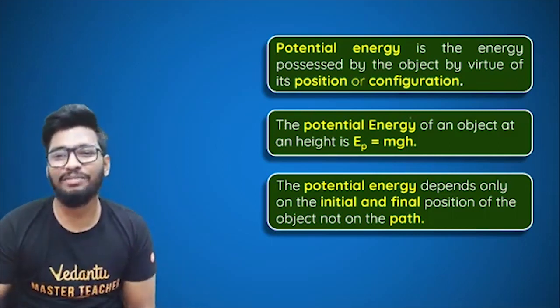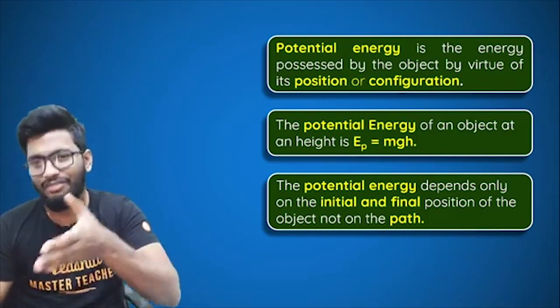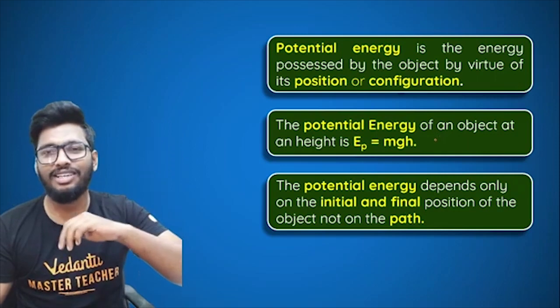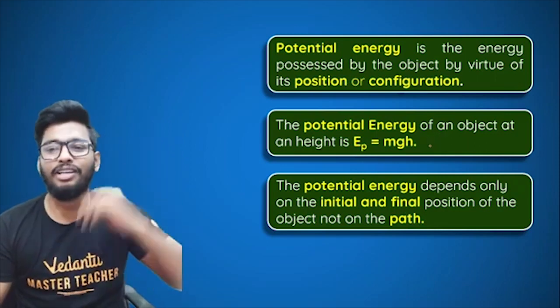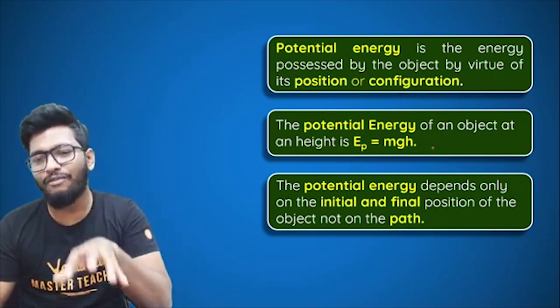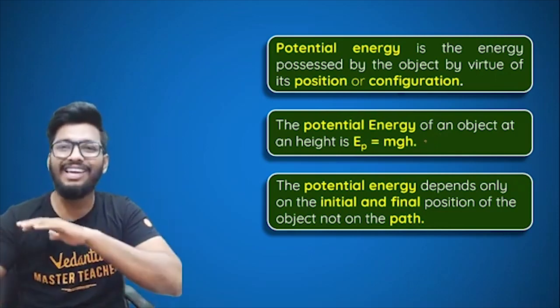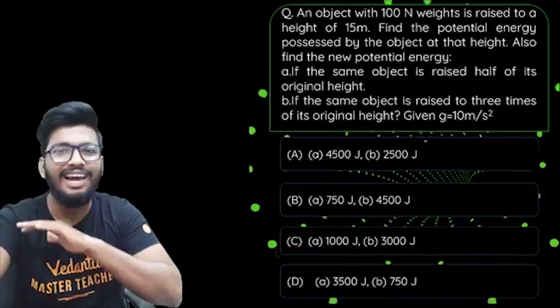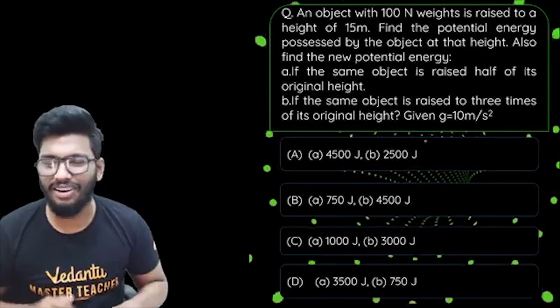So potential energy is the energy possessed by the body by the virtue of its position or configuration, and the potential energy of an object is equal to EP = mgh. The potential energy depends on the initial and the final position of the body and not on its path. It really doesn't matter. So let's try to solve another question based on this.